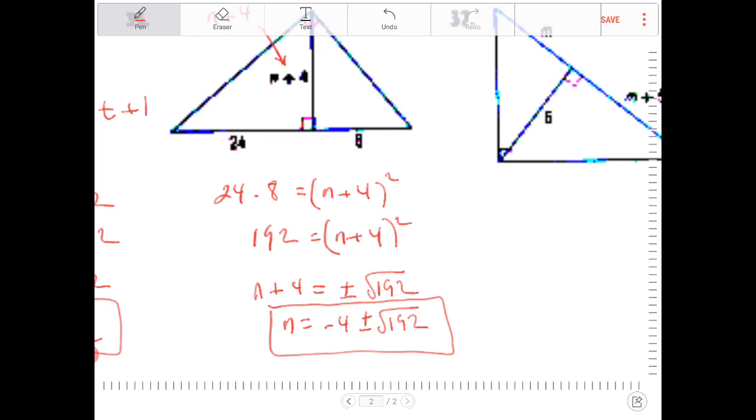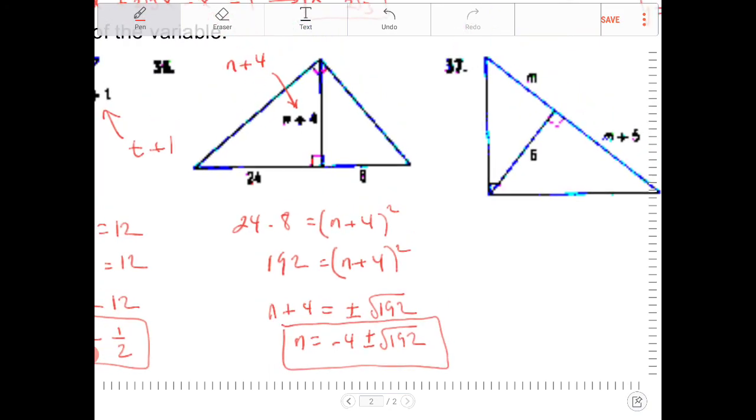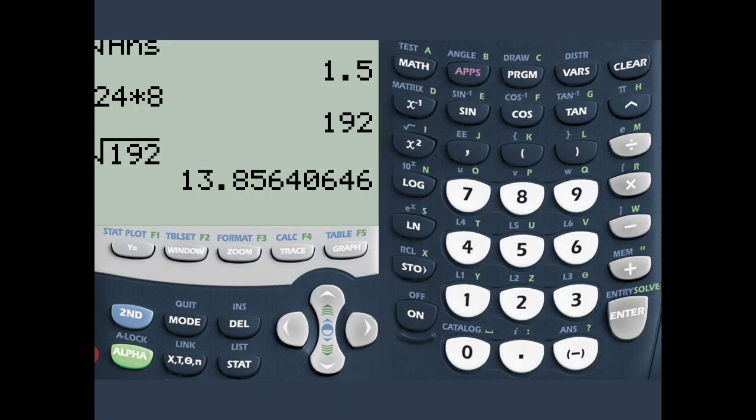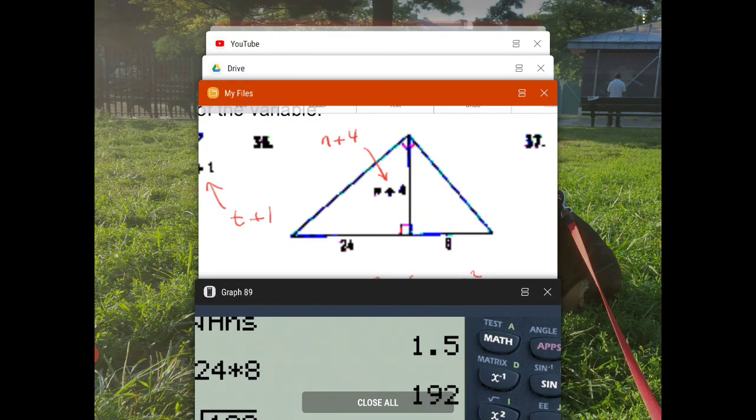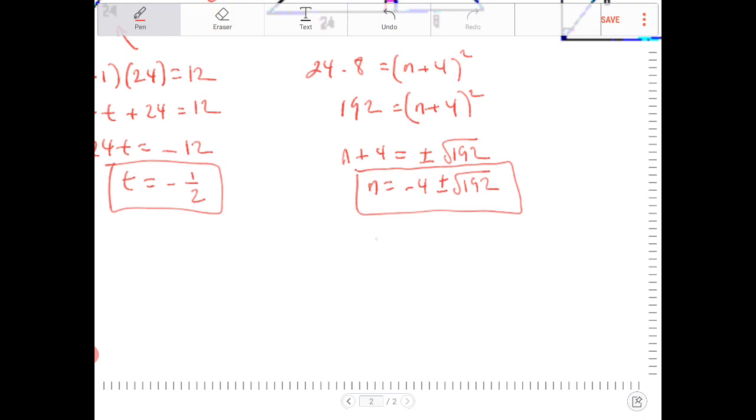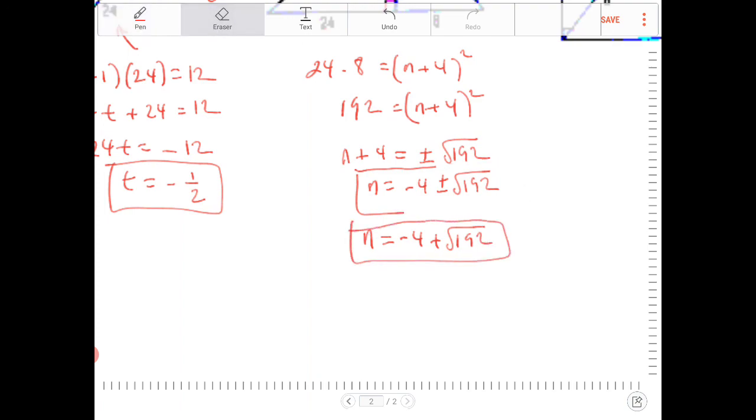So can n equal to negative 4 minus square root of 192, because this is n plus 4 up there, right? And the answer to that is no, it cannot, because you'll end up with a negative altitude and there's no negative length. So n will simply equal to negative 4 plus square root of 192. This is the only answer. Okay.